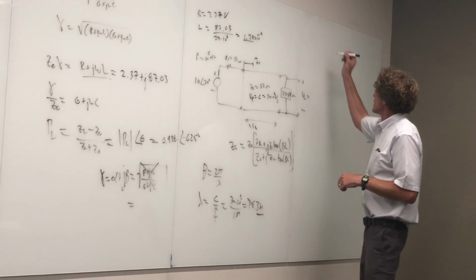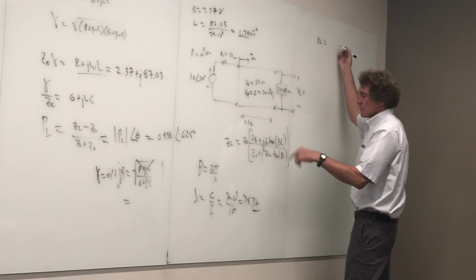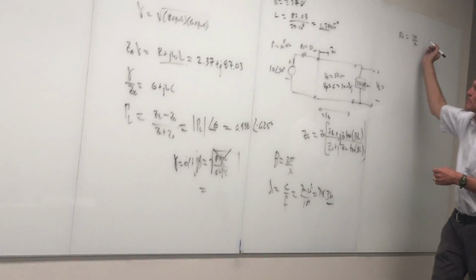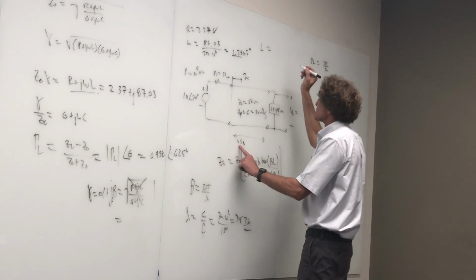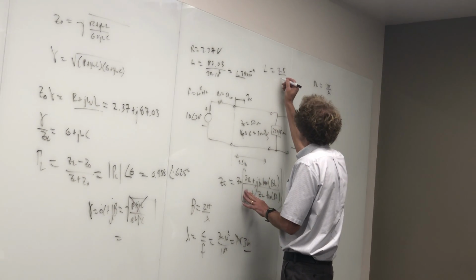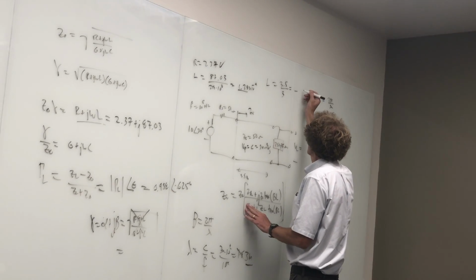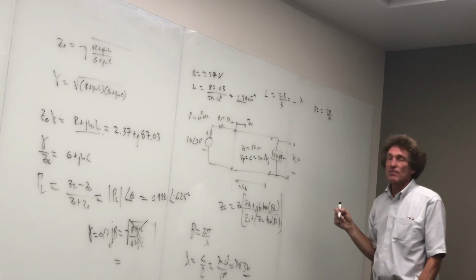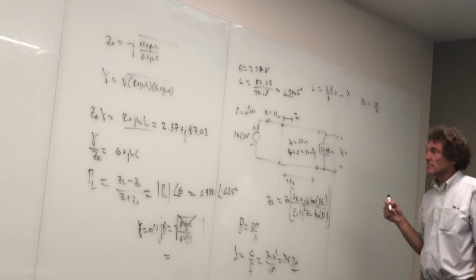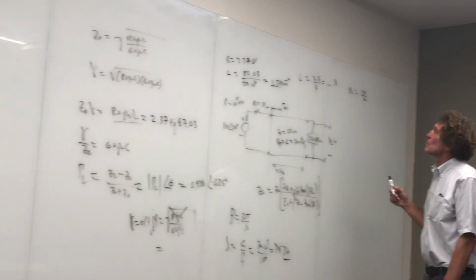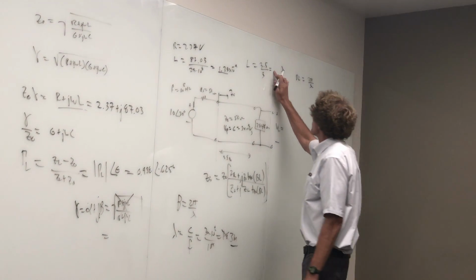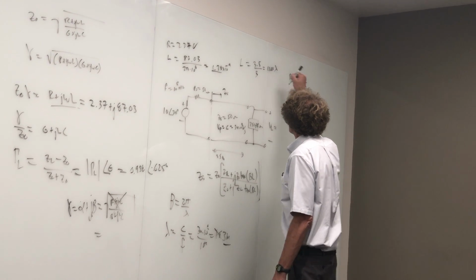Now, what's my next step? I should get the quantity beta L. And so beta is 2 pi over lambda, right? Now I want to put the length of the line in lambda. L that I gave you is 3.5, but we're going to put it in terms of lambda, so we divide by 3 meters, and that will give me the length of the line in lambda. So it's 3.5 over 3. Something really gross. It's 1.1666 repeating, that's fine.